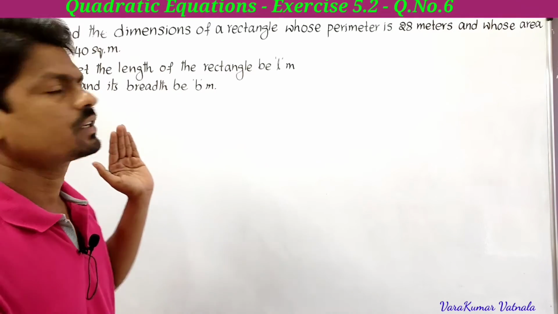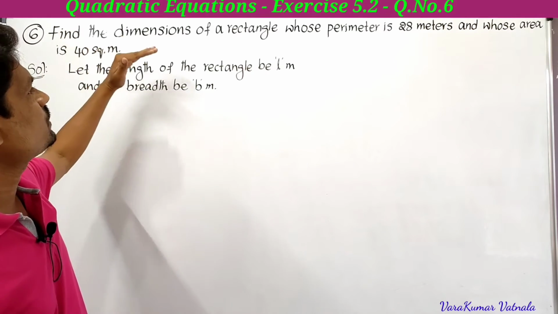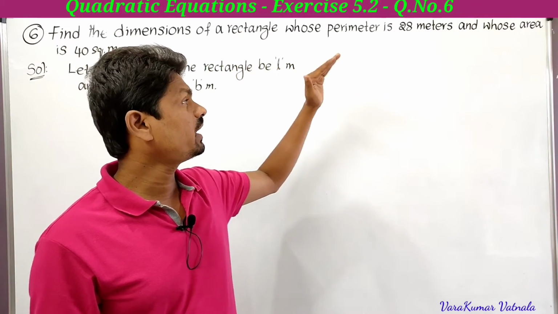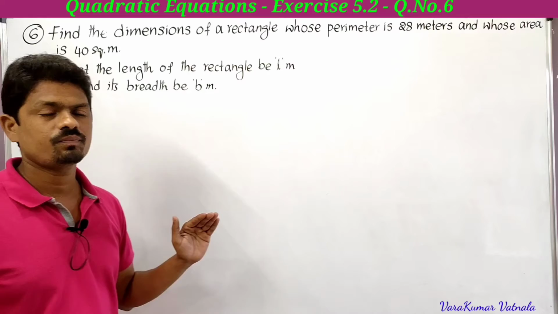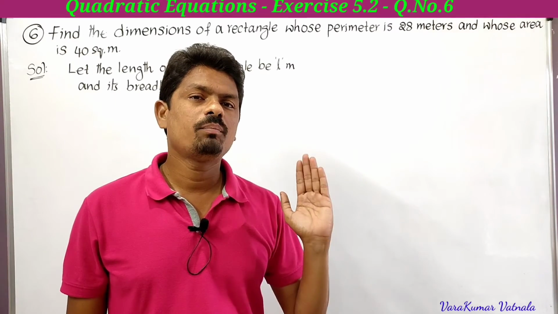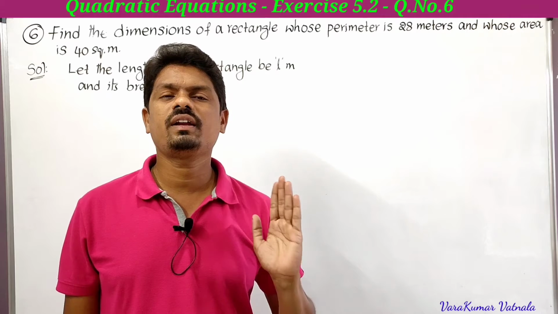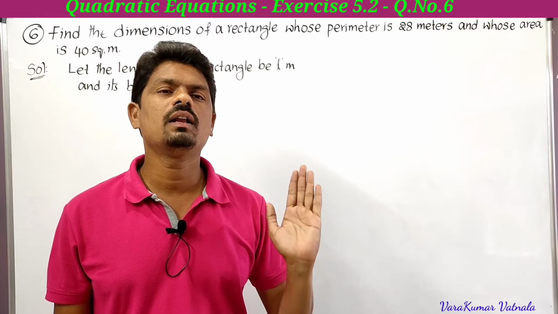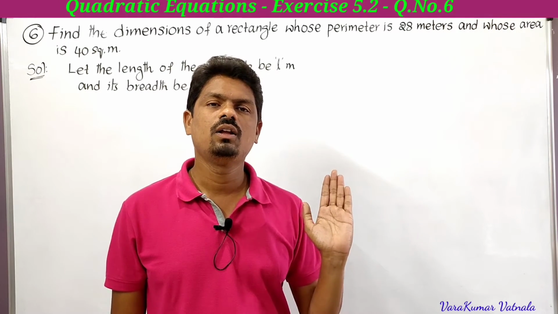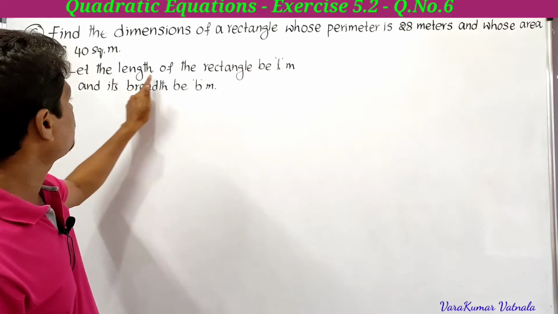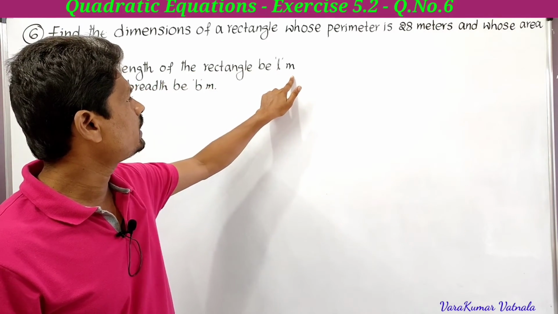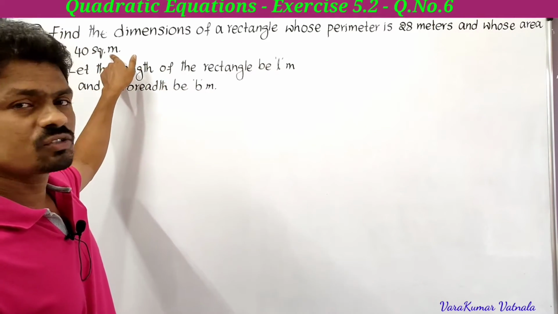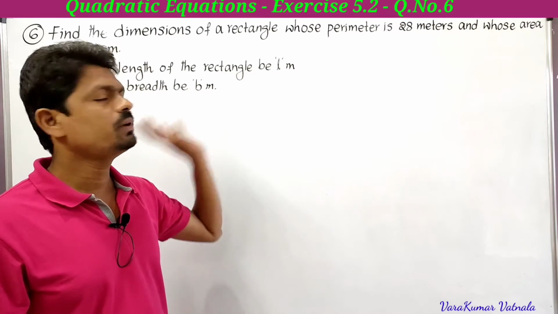See here what he is asking us to find. Find the dimensions of a rectangle whose perimeter is 28 meters and whose area is 40 square meters. So he has given the perimeter and area of the rectangle. He is asking us to find the dimensions, that is, the length and breadth of the rectangle. So let the length of the rectangle be l meters and its breadth be b meters. Since he has given square meters and meters, we have to take meters.